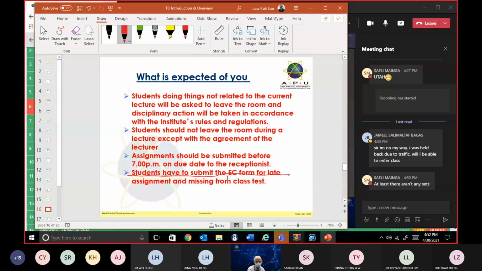Now, students have to submit an EC form for late assignments and for missing a class test, okay? You see, in some of my other modules, for the masters, we have assignments and research papers, and they are given one month to do them, okay? And a class test, you also have class tests, okay? The class test, the assignment deadline, the final exam or the quiz, all these you cannot miss, okay?